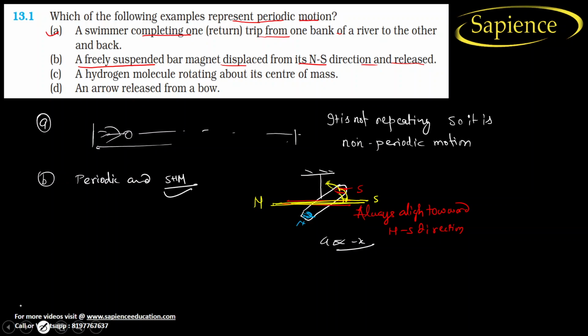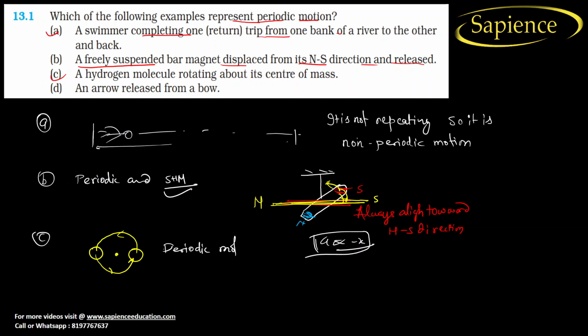Now the third question is, a hydrogen molecule is rotating about its center. So let us draw the hydrogen molecule. There is an H2 molecule and it is rotating about its center. So it is doing one complete cyclic motion. So I hope its answer will be periodic only, but not S.H.M, because the force is not proportional to the displacement. So it is periodic motion.